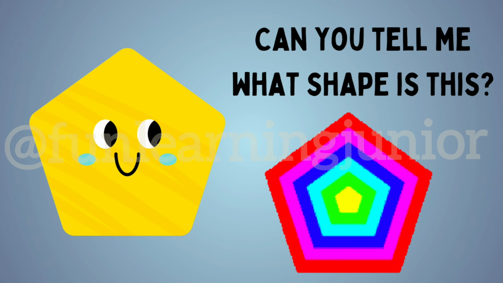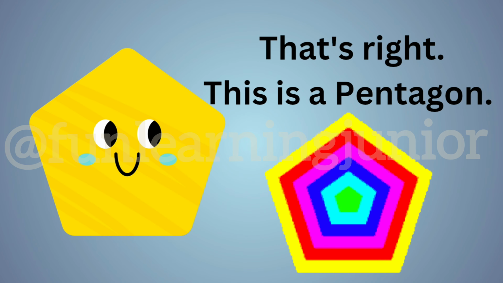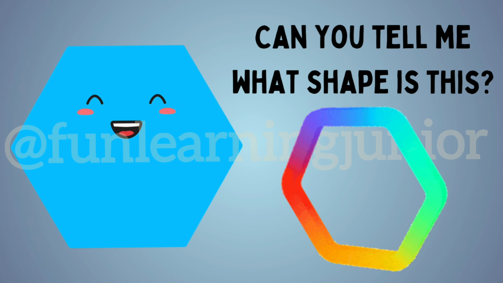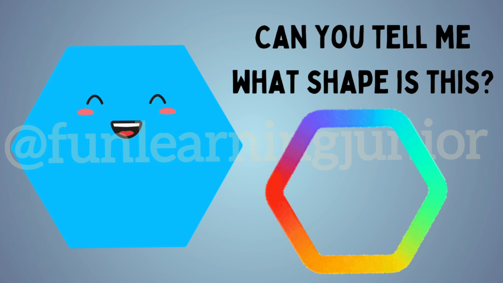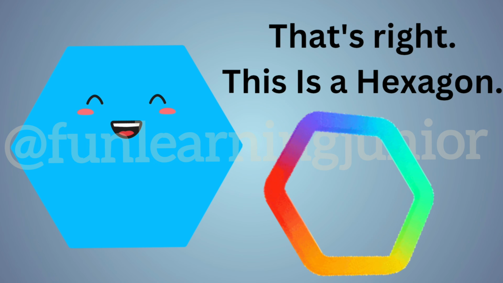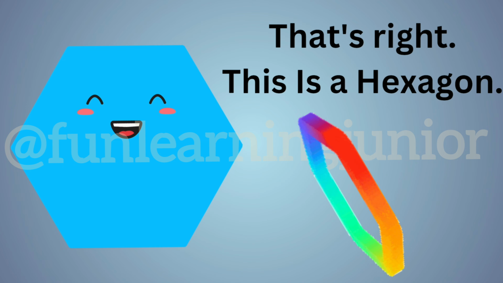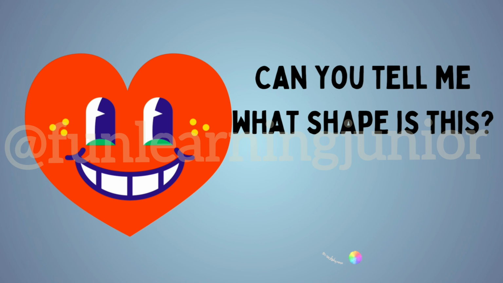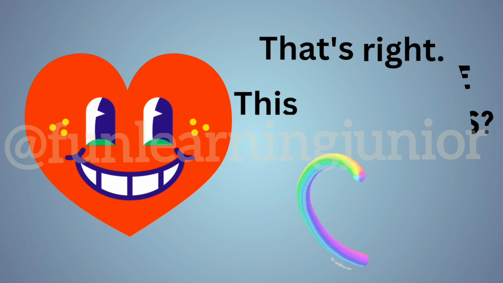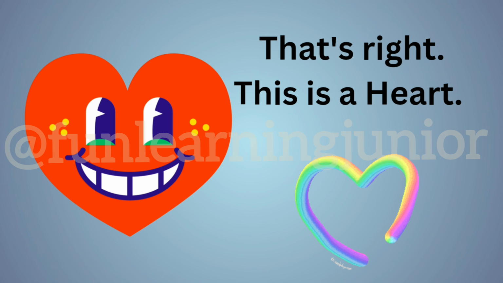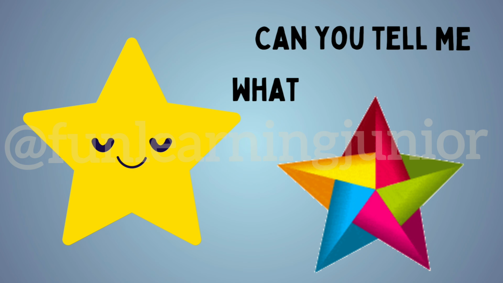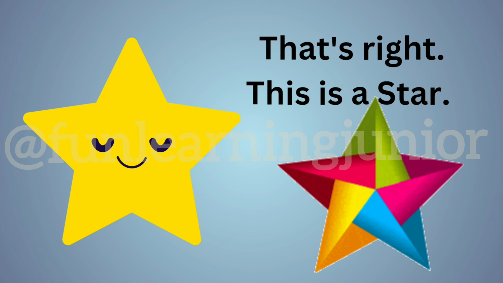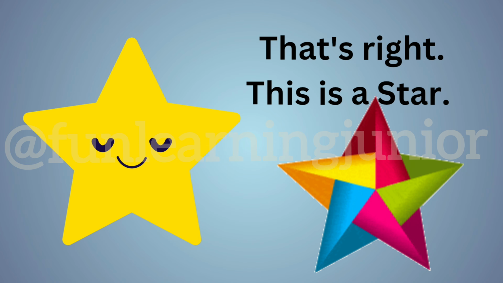Can you tell me what shape is this? That's right, this is a pentagon. Can you tell me what shape is this? That's right, this is a hexagon. Can you tell me what shape is this? Aha, that's right, this is a heart. Can you tell me what shape is this? That's right, this is a star.